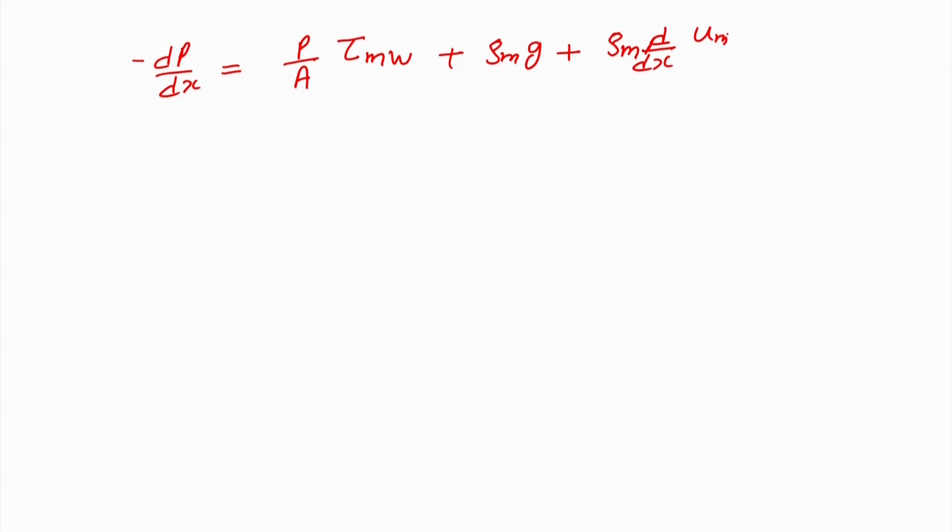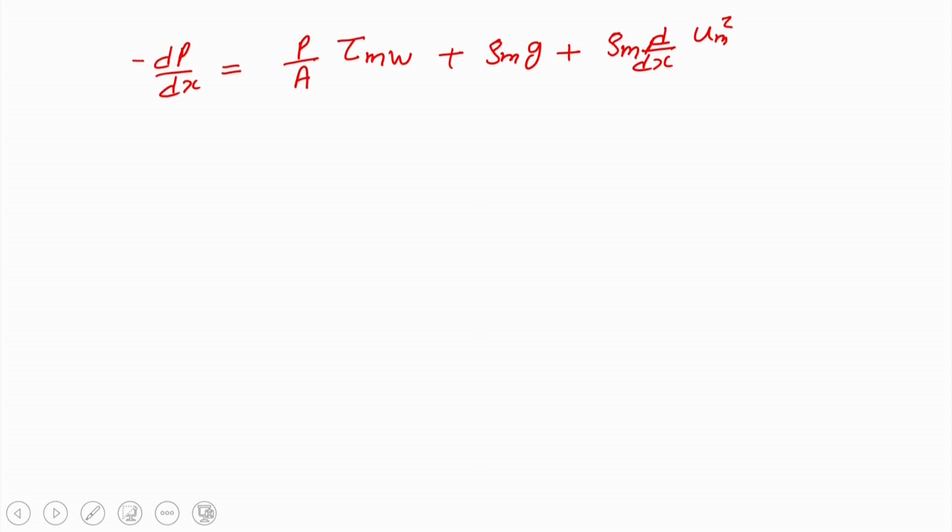I can write the complete equation like a single phase flow equation, and I will say minus dP by dx is nothing but will be equal to P upon A, tau m, W, plus rho m into g, plus rho m into d by dx of um square. Okay, upon epsilon g term will not come, it will be upon this.